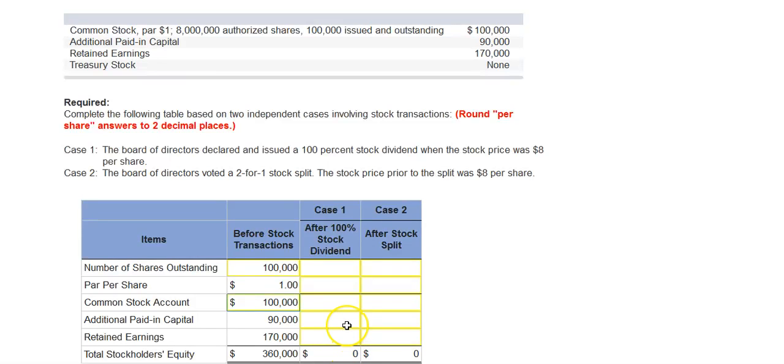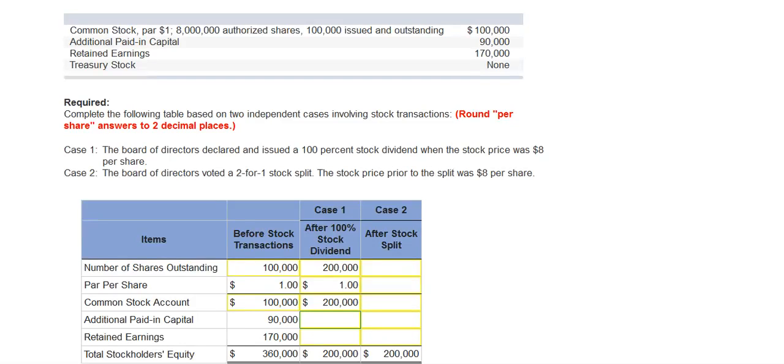If we declare a 100% stock dividend, it's 100% times the current number of outstanding shares, 100,000. Well, 100% of 100,000 is 100,000. So we're going to give out another 100,000 shares to our stockholders. 100,000 plus 100,000 makes a total of 200,000 shares after the dividend. We had 100,000, we're giving another 100,000 away as a stock dividend, so now we have 200,000 shares outstanding. The par value stays at $1, so the common stock account is now 200,000.